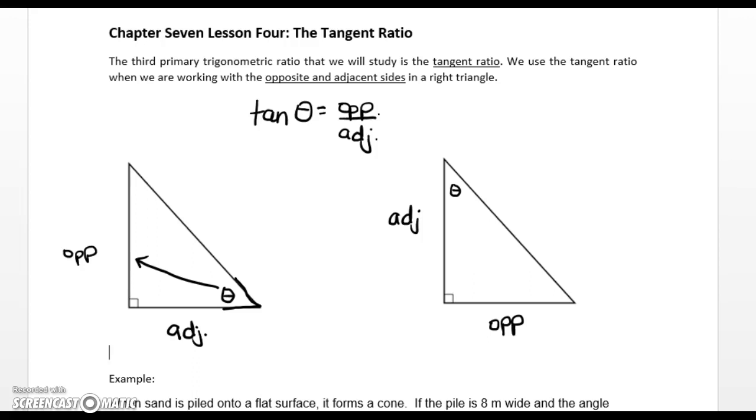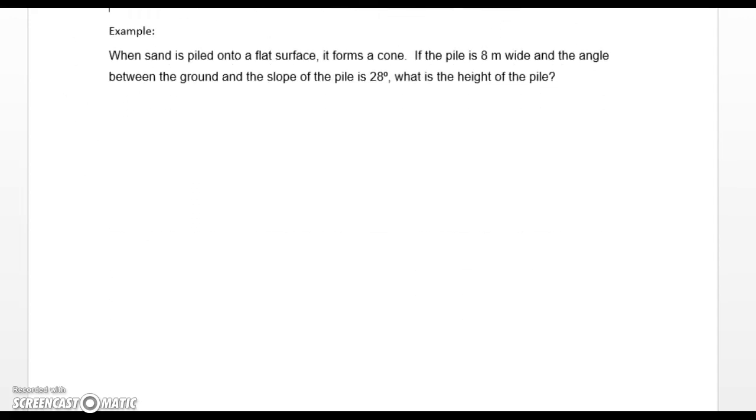Now we're going to look at a word problem from your notes, which is example number 2. When sand is piled onto a flat surface, it forms a cone. If the pile is 8 meters wide and the angle between the ground and the slope of the pile is 28 degrees, what is the height of the pile? Just like I've said in my previous videos, whenever I'm working with a word problem, I always like to draw a diagram of what is going on.